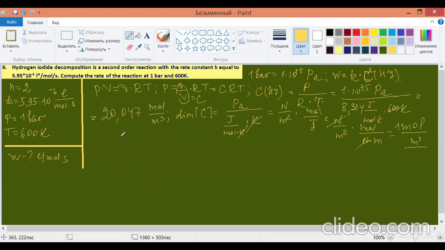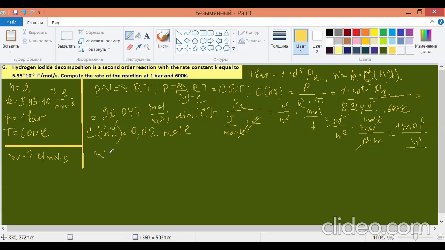This is the concentration, but again, we are accustomed to dealing with moles per liter. For that reason, we divide this by 1,000 because we remember that 1 cubic meter contains 1,000 liters. And finally, we can write that the concentration of HI is equal to, okay, roughly 0.02 moles per liter. And now we can substitute this into this formula.